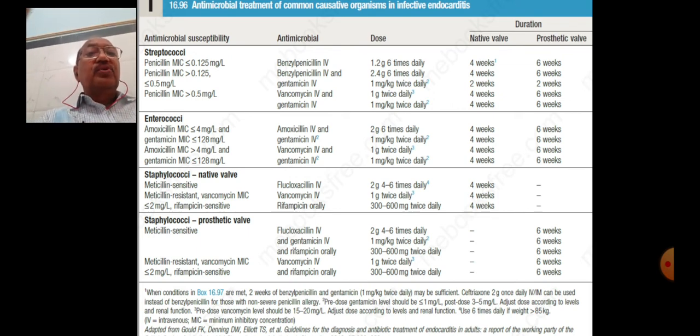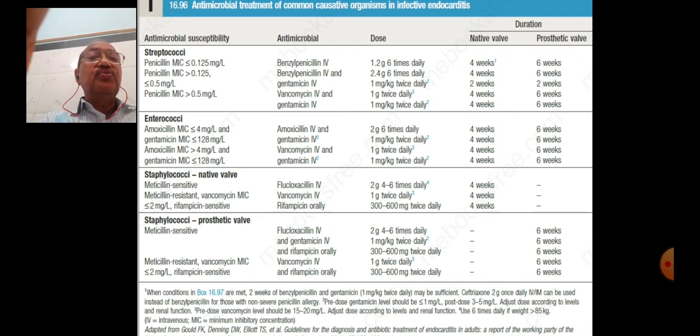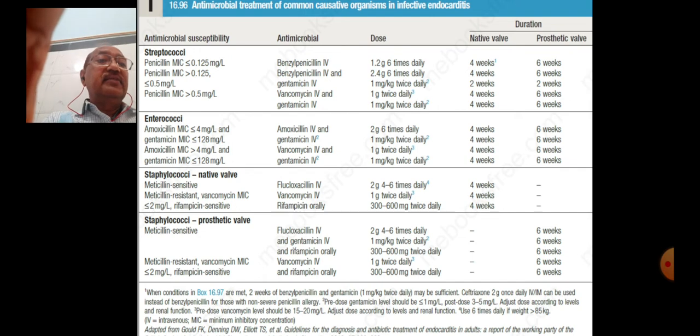In staphylococcal endocarditis, we have to use IV flucloxacillin along with vancomycin and sometimes oral rifampicin. And of course, these have to be given for native valve for 4 weeks. For a staphylococcal prosthetic valve, especially those who are methicillin sensitive, you can use IV flucloxacillin along with gentamicin and rifampicin. And those who are methicillin resistant, you have to use vancomycin and rifampicin.